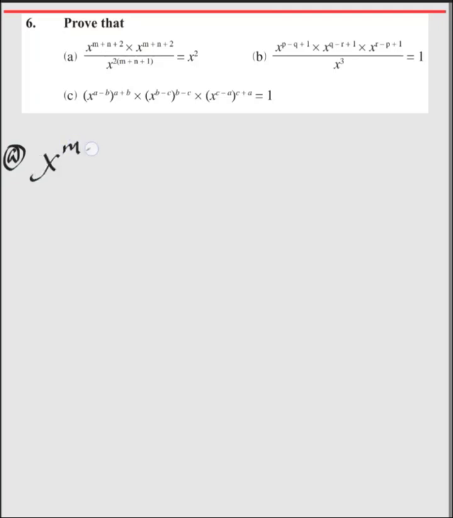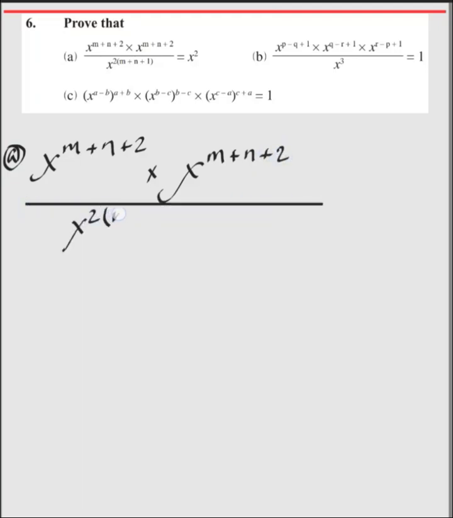x power m plus n plus 2 into x. I write this type of x because there might be confusion. x and into is simple this way, and x is little modified. x power m plus n plus 2 upon x square m plus n plus 1 is equal to x square.